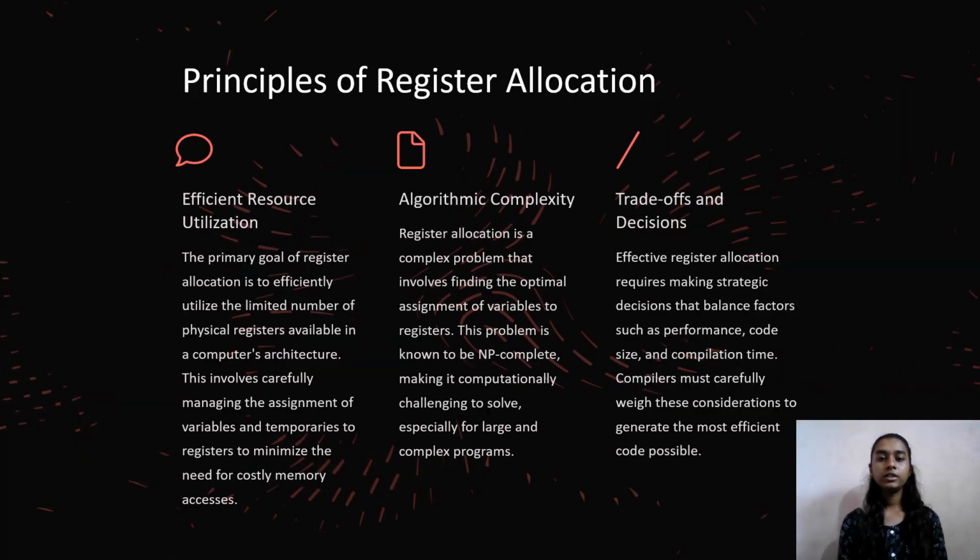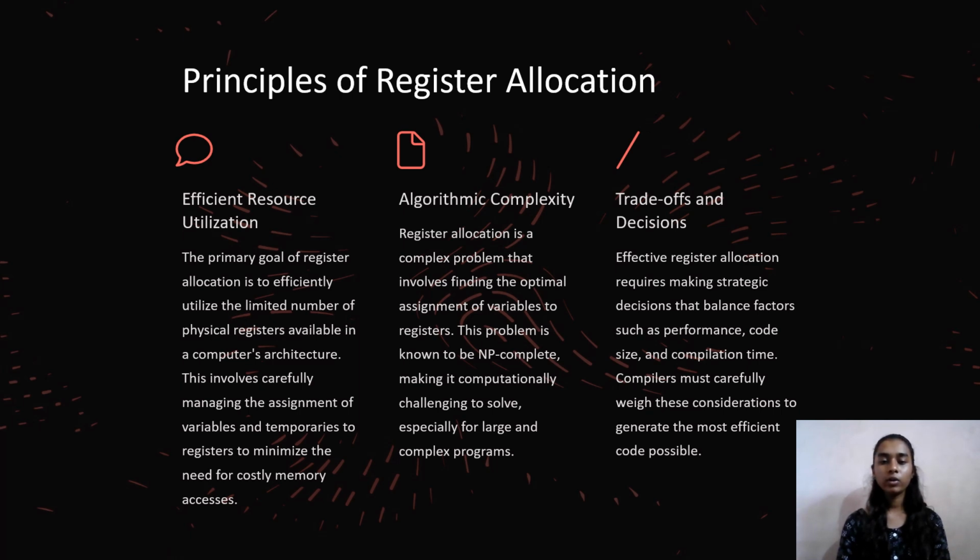Principles of register allocation. Efficient resource utilization. The primary goal of register allocation is to efficiently utilize the limited number of physical registers available in a computer's architecture. This involves carefully managing the assignments of variables and temporaries to registers to minimize the need for costly memory accesses.